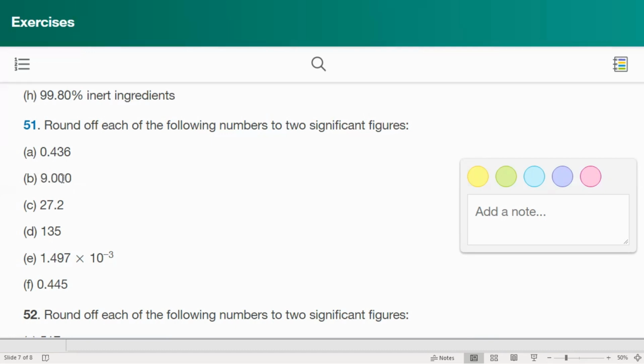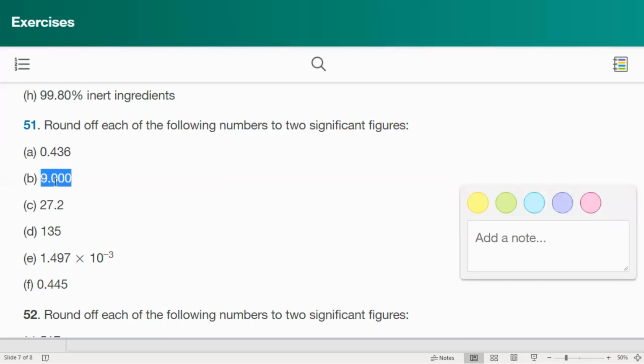We really don't need to do any rounding. We just have to drop the trailing zeros, so it would be 9.0, because this would be the 2 significant figures there. And since the trailing numbers are all zeros, we don't have to do any rounding. And the answer is 9.0. That's encouraging. 2 significant figures here.